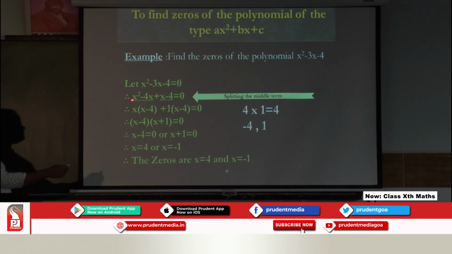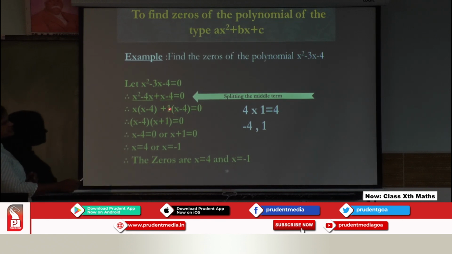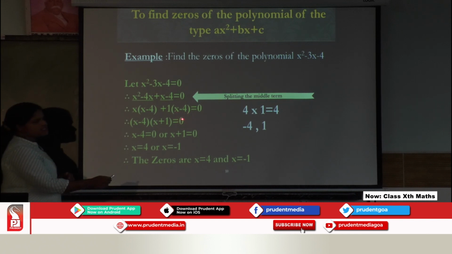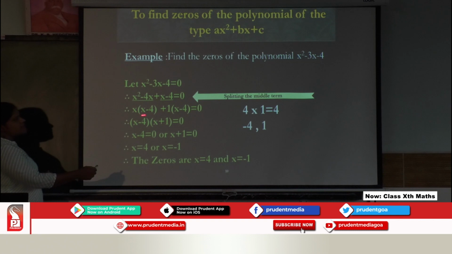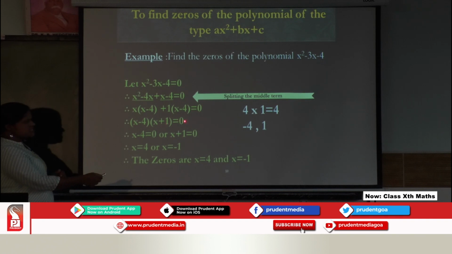So now group them. In the first group, x is common, take it out. What remains is x minus 4. Since x is taken out, x into x is x square, x into minus 4 is minus 4x. Here only 1 is common, so take it out with the positive sign. Again you have x minus 4 in the bracket is equal to 0. Now in this step, x minus 4 is a common bracket, pull it out. What is left? x plus 1 is equal to 0.